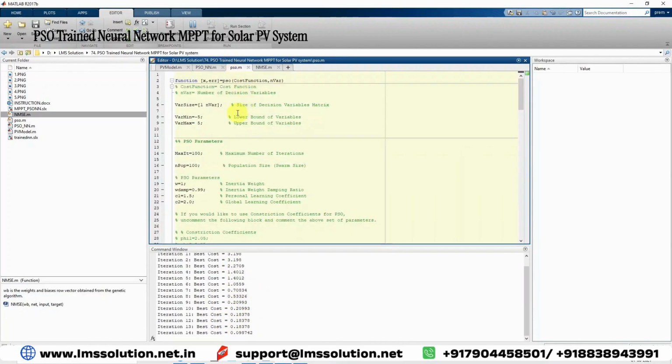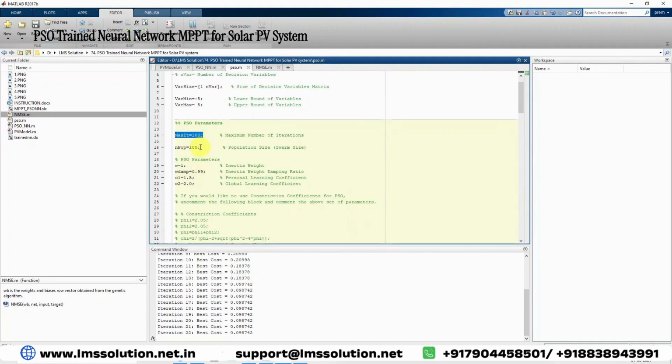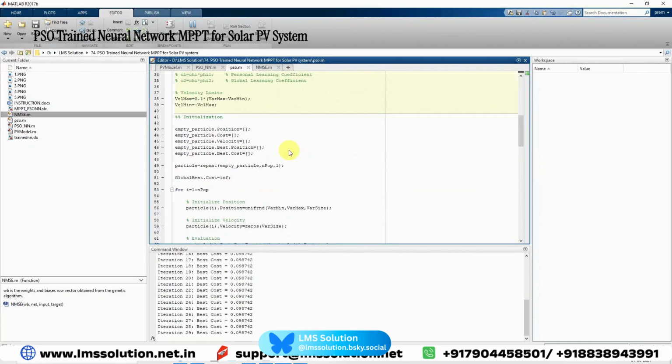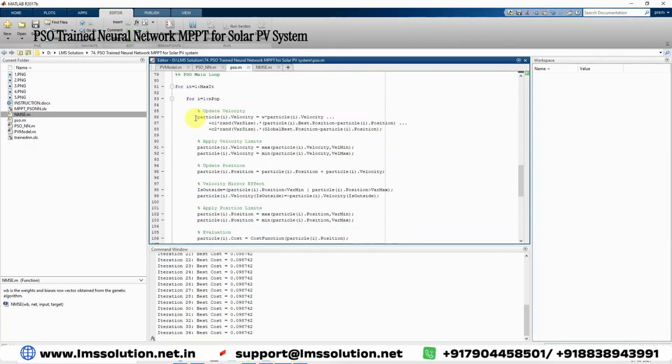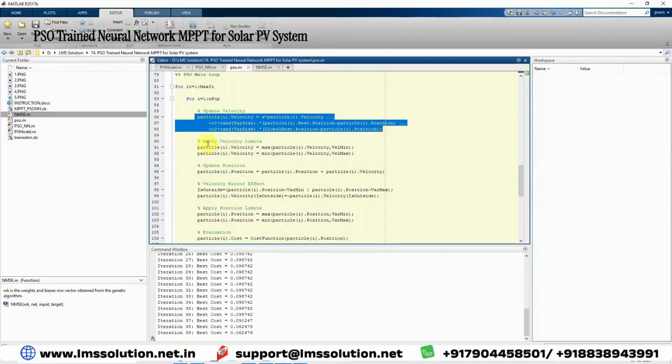This is the PSO code we are using here. The maximum number of iterations considered here is 100, and the maximum number of population, that means particles, is also 100. These are the basic parameters of the PSO. This is the equation used for implementing PSO, the equation for updating the velocity. After updating the velocity, the particles are updated. This keeps executing until the maximum iteration of 100 is reached.